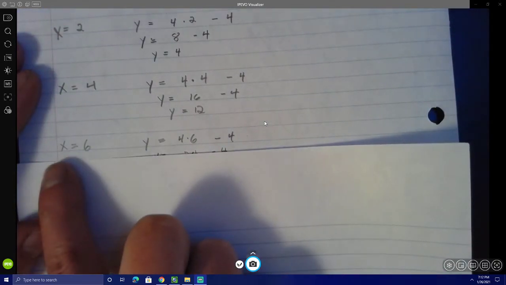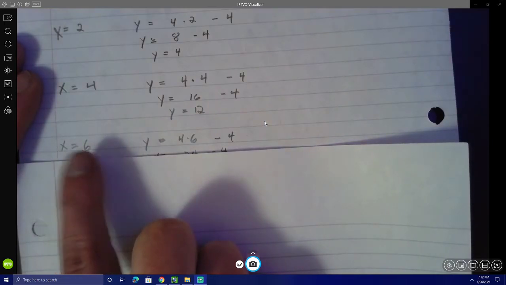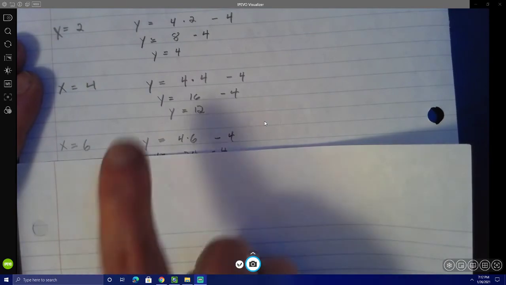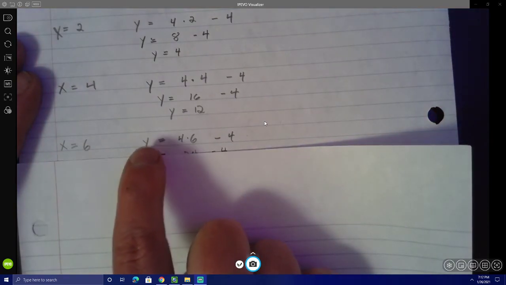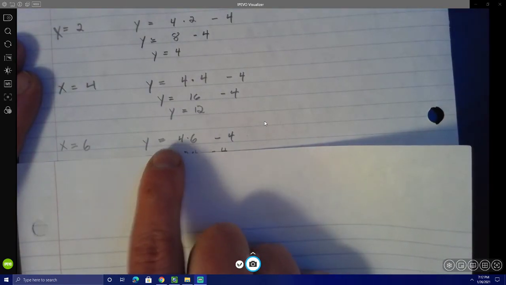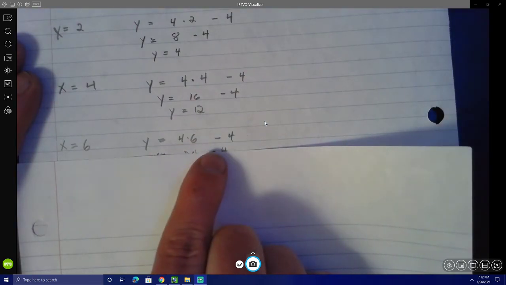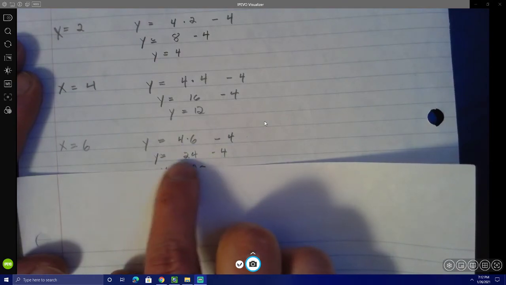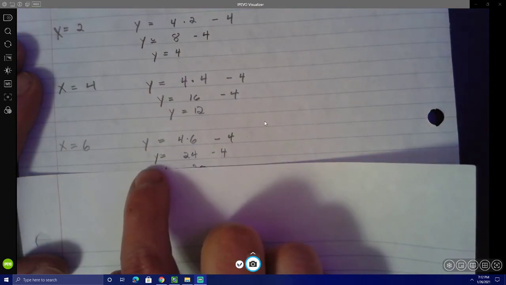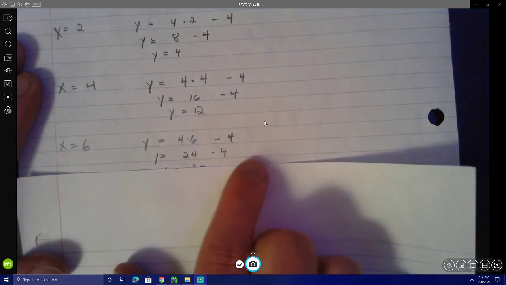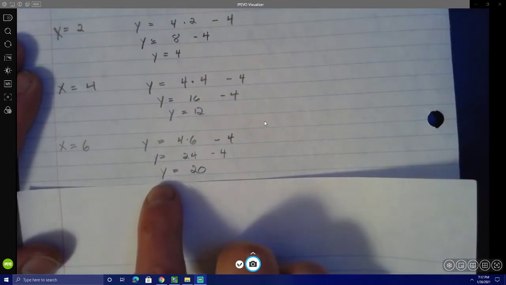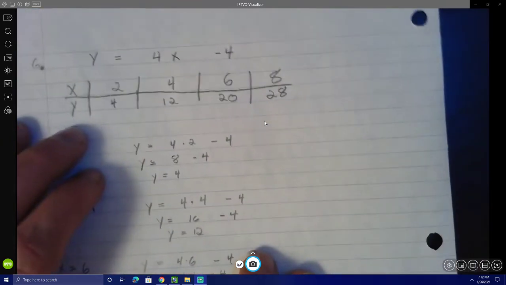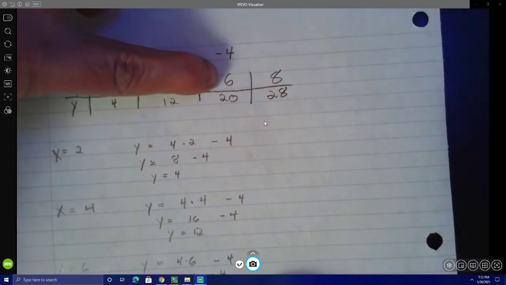I then needed to find the value for x equals 6, or the value for y when x is equal to 6. I know I could do my substitution, and that leaves me with y equals 4 times 6 minus 4. If I do my multiplication of 4 times 6, that equals 24. I'm left with y equals 24 minus 4. Once I do that subtraction, I get y is equal to 20. I take this value for y, plug it in my table where x equals 6.